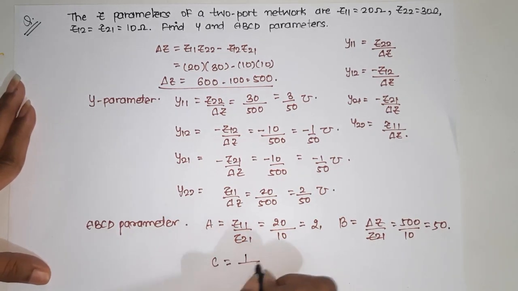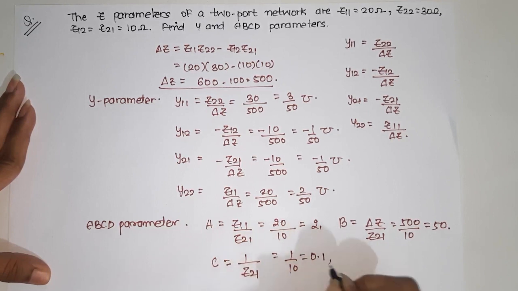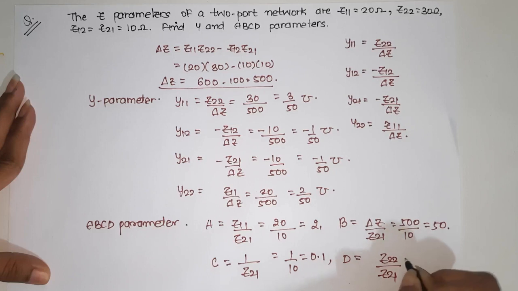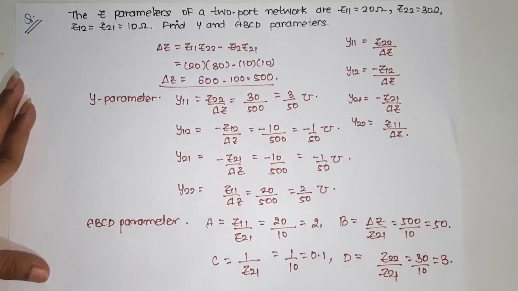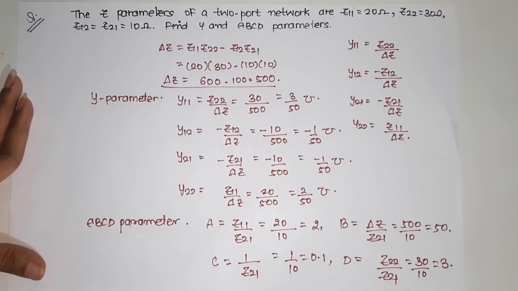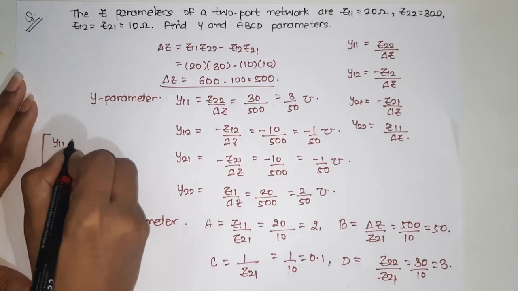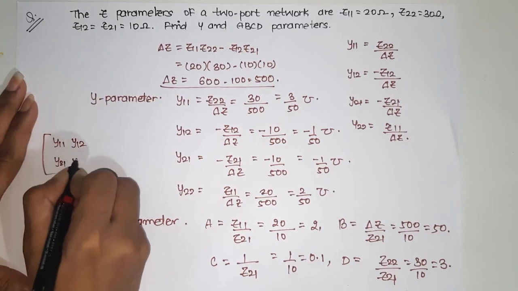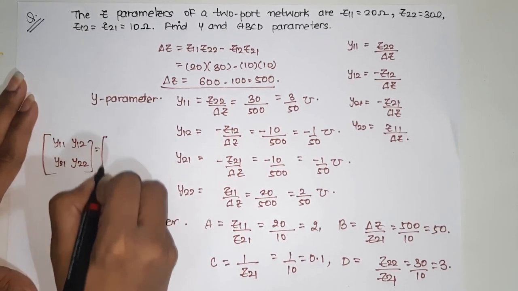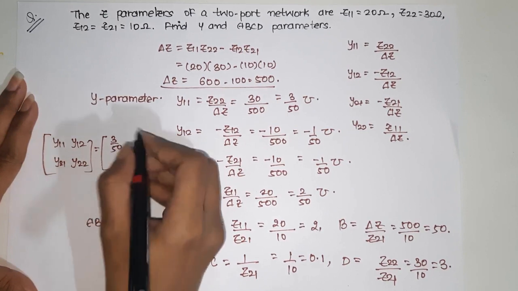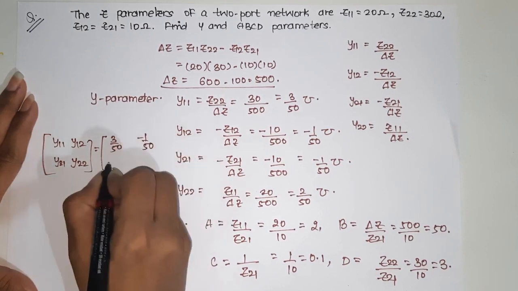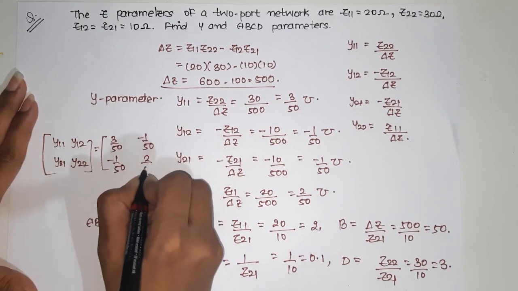C is equals to 1 upon Z21. That is 1 by 10. That is 0.1. And D is equals to Z22 upon Z21. That is 30 by 10, which is equals to 3. Right? So यहाँ से हमें सारे parameters मिल गए. That is Y and ABCD parameter. So finally you can write the Y matrix as 3 by 50, minus 1 by 50, minus 1 by 50 and 2 by 50.